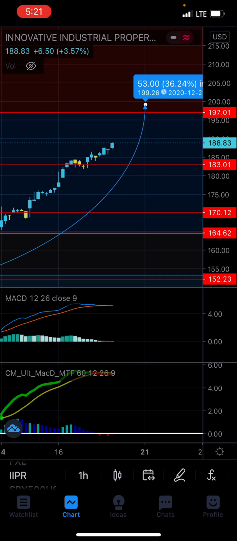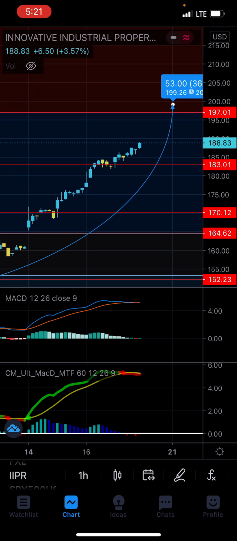But as of right now, 100%, I do think IIPR is on the rise to 197. There's no reason why it wouldn't. Calls, I think, is easy money. Shares, I think, is easy money. They just increased their dividend too. So I do think that right now is a perfect time for IIPR.